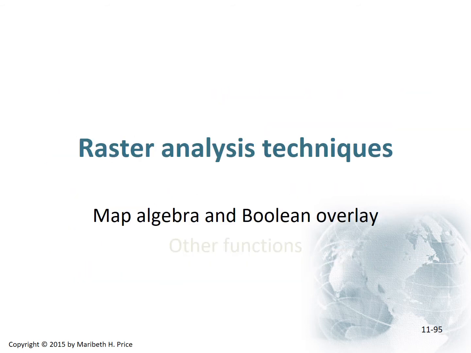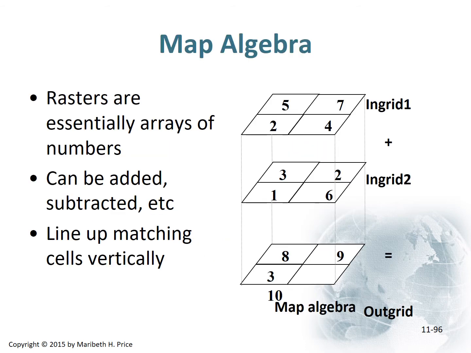So what are some analysis techniques? Let's look at map algebra and Boolean and some other stuff. Map algebra is pretty simple. You have layers. You introduce math functions, and then the corresponding cells from one layer to the next are simply elements within the math, and the math generates an output.